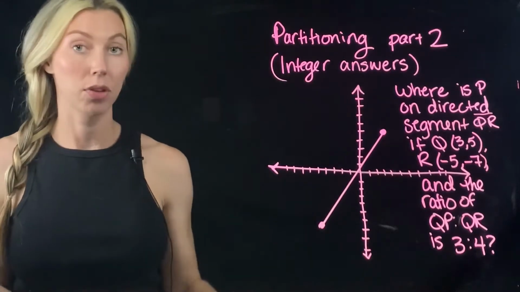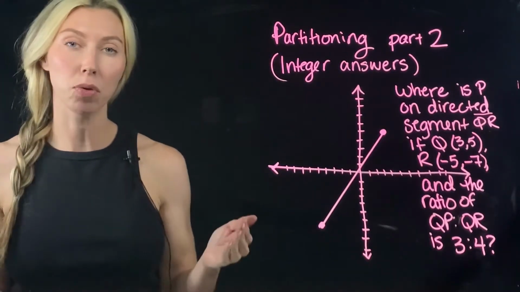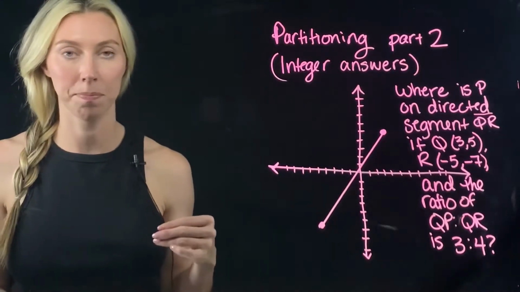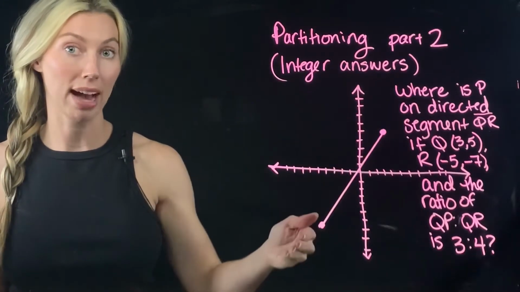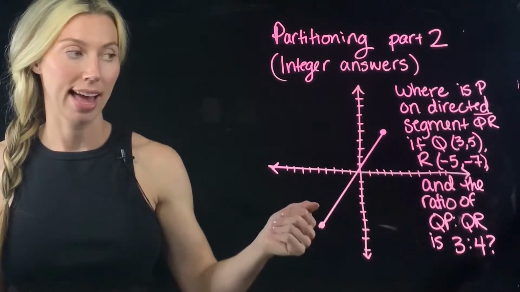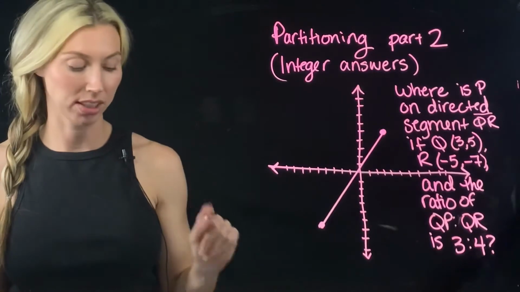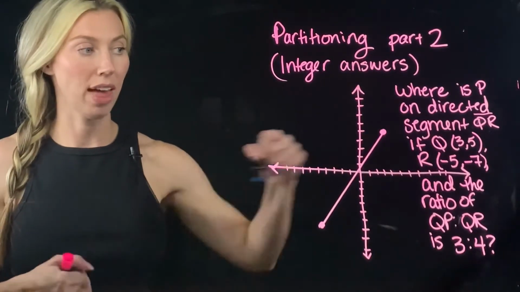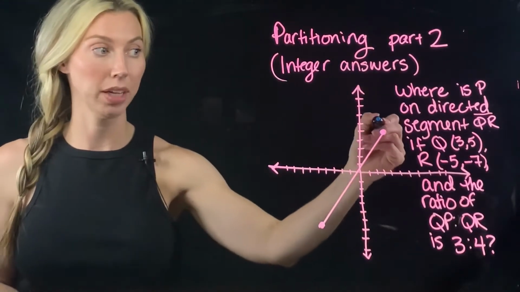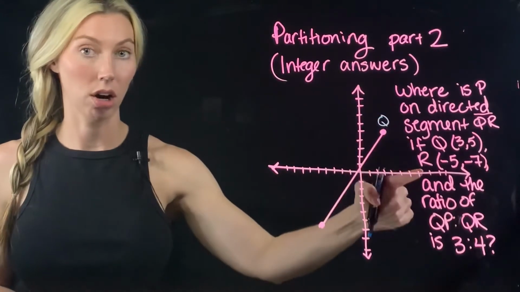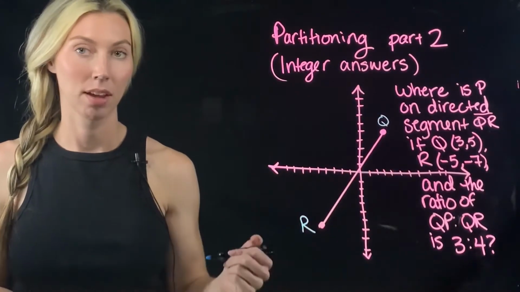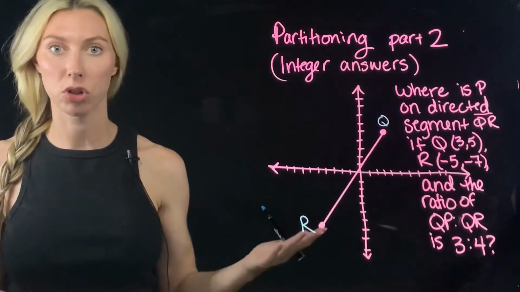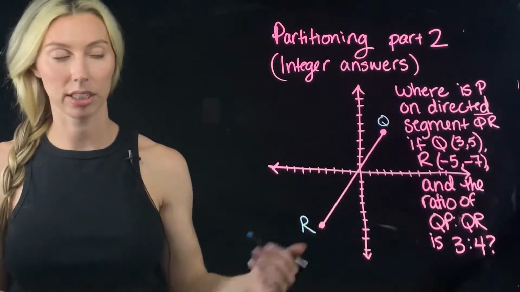So the first thing that you should do, even before you draw your dash diagram, is to graph the picture and label the points. It's really important that Q has a Q next to it and that R has an R next to it. That's going to help you whenever you're trying to figure out what your final answer is.